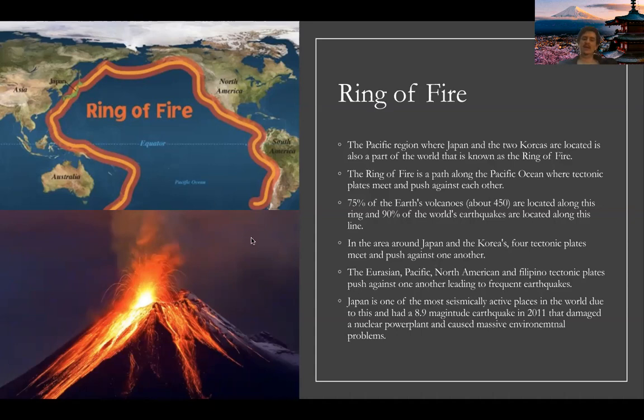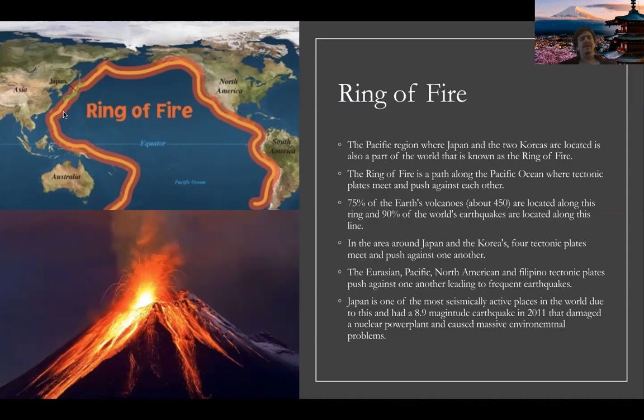They also have a series of volcanic eruptions and other seismic activity. And then they recently had an 8.9 magnitude earthquake in 2011 that caused damage from the earthquake itself, and it also triggered a tsunami, which led to damage in a nuclear power plant and has caused all kinds of environmental problems that Japan is still attempting to deal with almost 10 years after this earthquake.